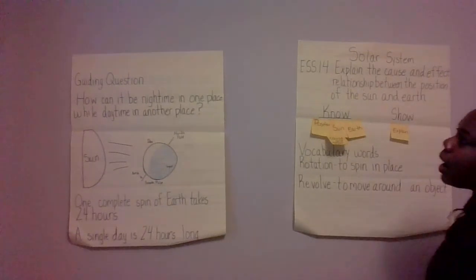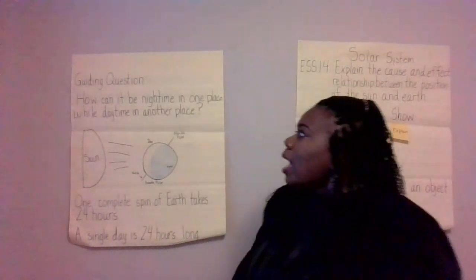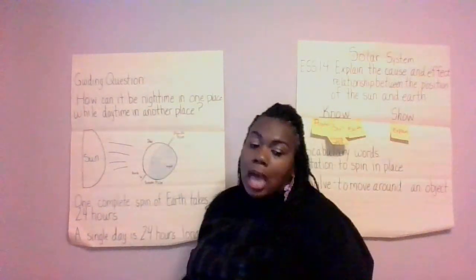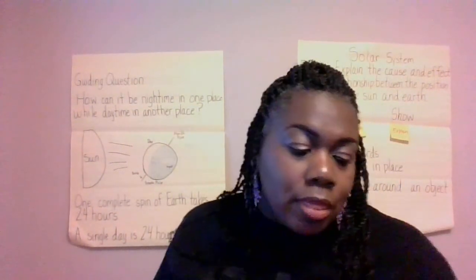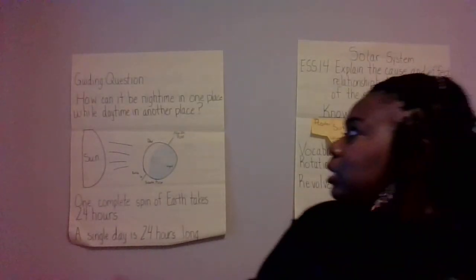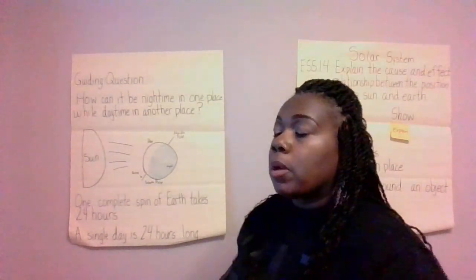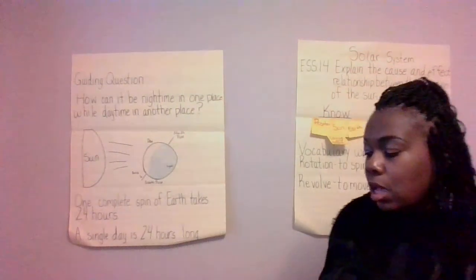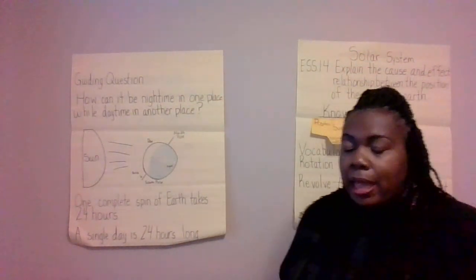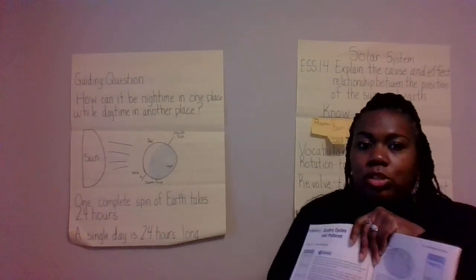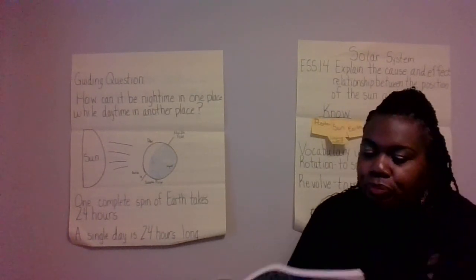All right, so our guiding question: how can it be nighttime in one place while daytime in another place? That is going to guide our lesson for today as we continue to learn about the cause and effect relationship of the Earth's position to the sun and some of the effects that it has. So we're going to do a little bit of reading that will help us better understand that information.